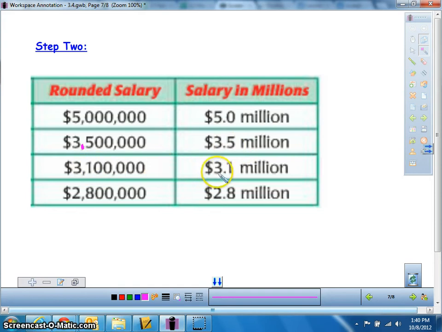3,100,000 becomes 3.1 million, and 2,800,000 we shorten up to be 2.8 million. And in fact, you'll even see it written as 2.8 and then just a capital M for million, so you don't have to write that out every single time.